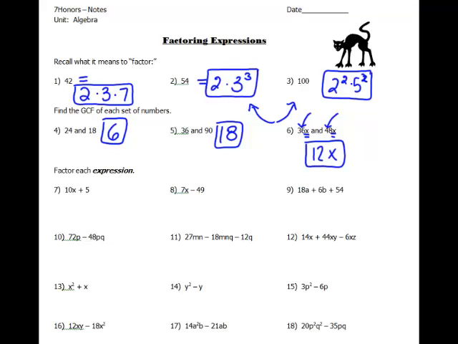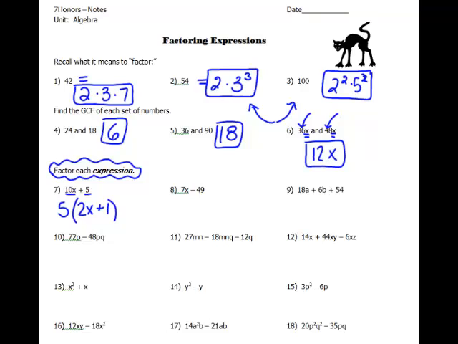So to factor each expression, we're really thinking about distribution in reverse. Can I take something out of each of the terms and then multiply it by some other expression to get the product shown? Taking a look at number 7, I have to look at what the two terms have in common. Well, they have a 5 in common. They do not have anything in common algebraically. So I would remove the 5, and then I would come up with an expression as the other factor that would give me the product of 10x plus 5, which is going to be 2x plus 1.